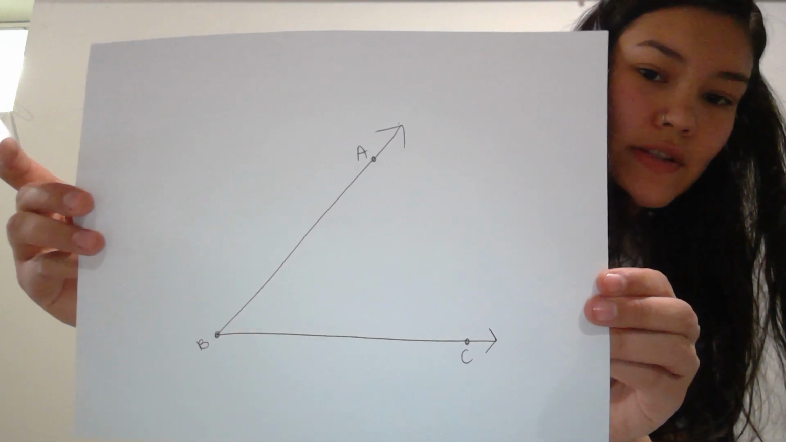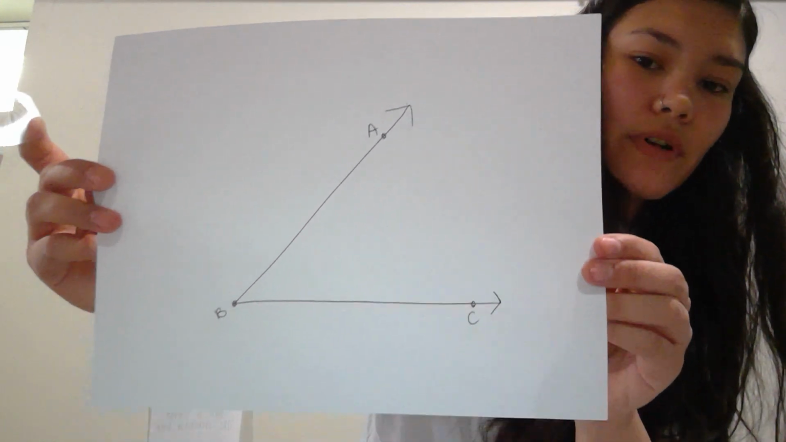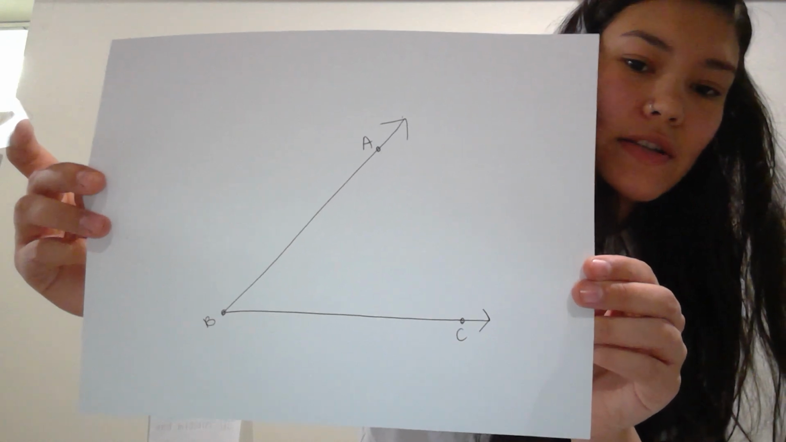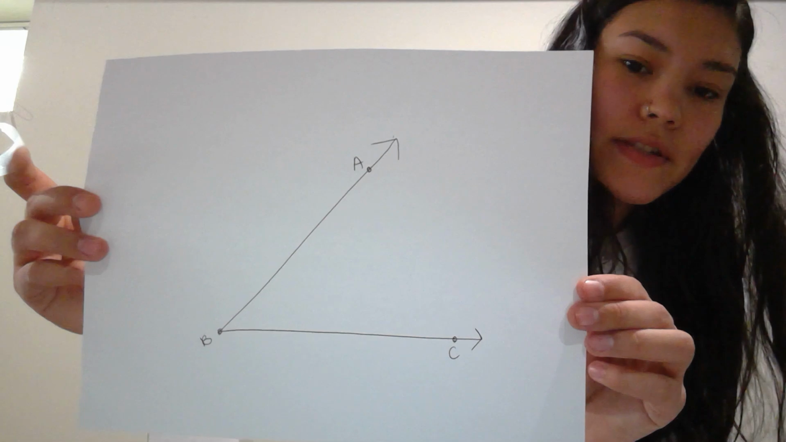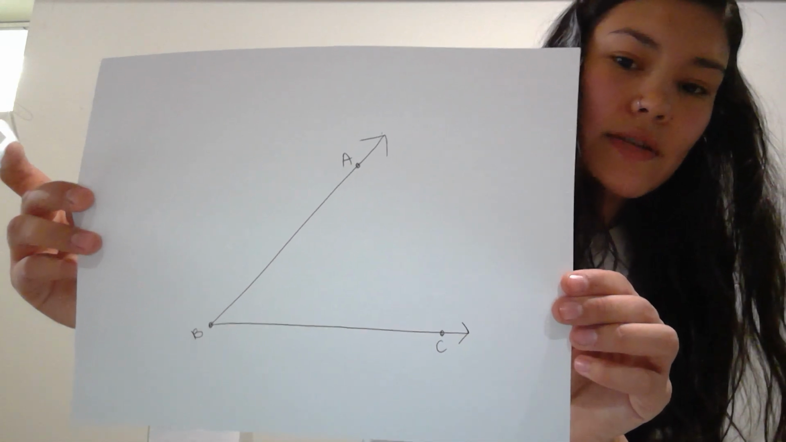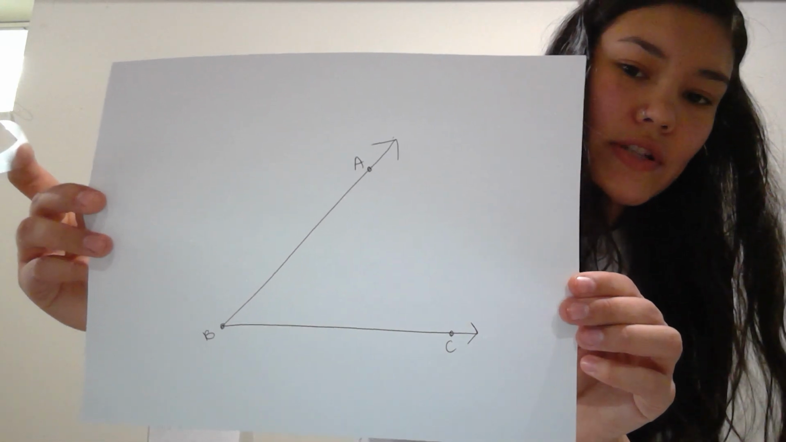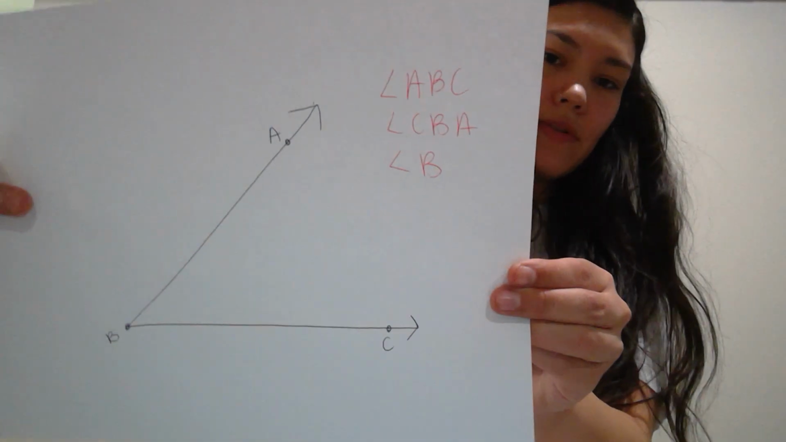All right, so this angle is an example of an acute angle. It measures less than 90 degrees, and you could name it angle ABC, angle CBA, or just angle B. And it would look like angle ABC, angle CBA, or angle B. So this is how you could name that angle.